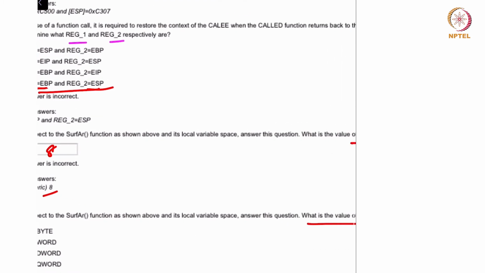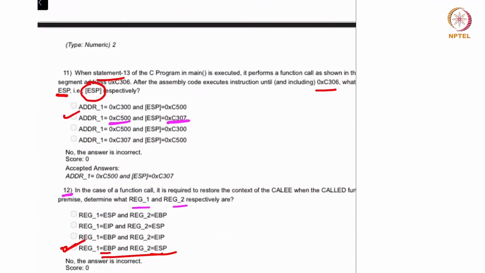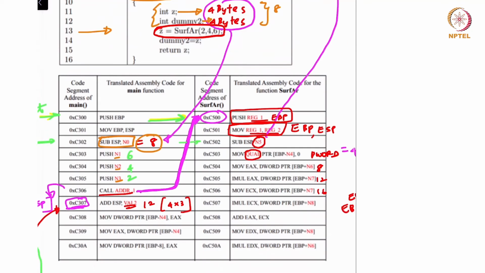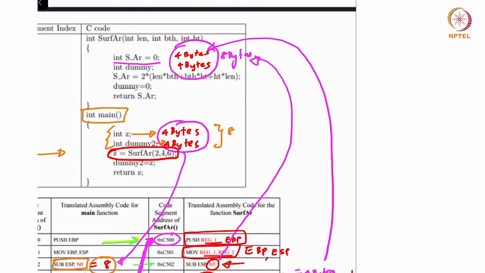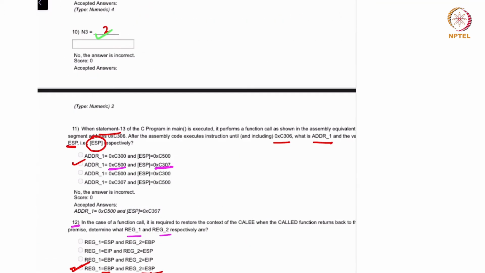With respect to surfAR function and its local variable space, what is the value of n5? So let's just look at this. Where is n5? Yes, it is n5 over here. How do you calculate this? Basically, you look at the total number of local variables in that particular function. There are two local variables, both of type int, and we know from before int occupies 4 bytes, a total of 8 bytes. Hence this value is supposed to be 8. Therefore the answer is 8.